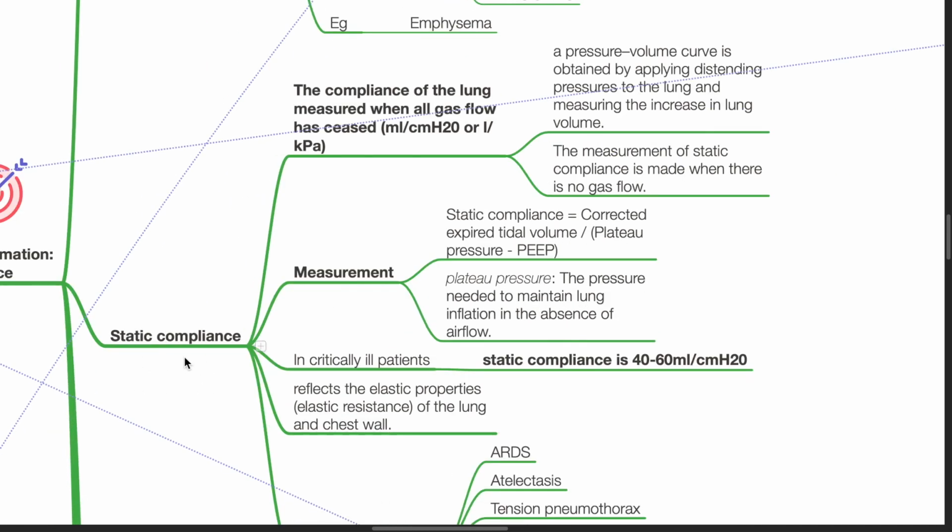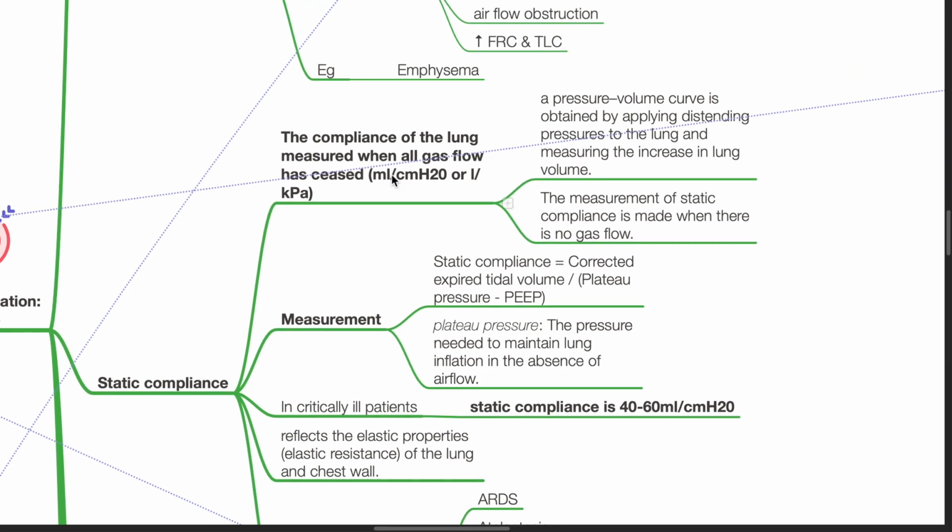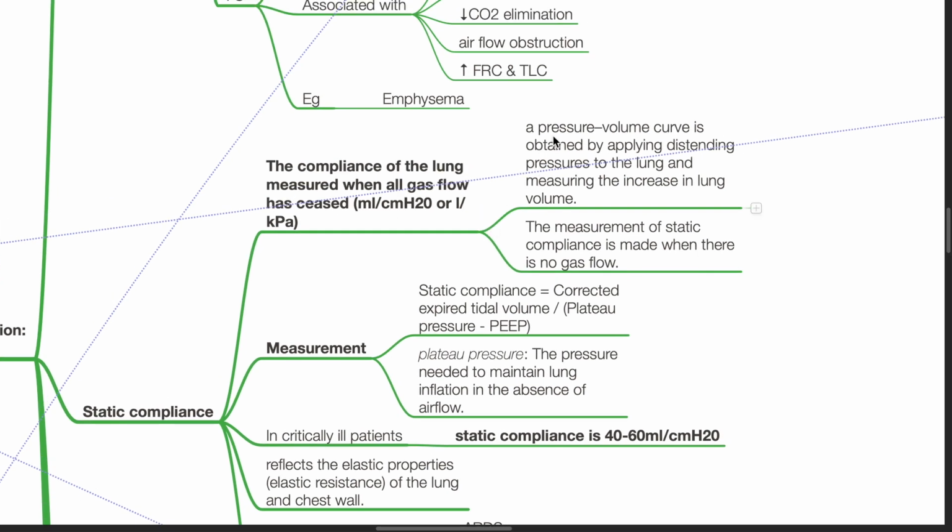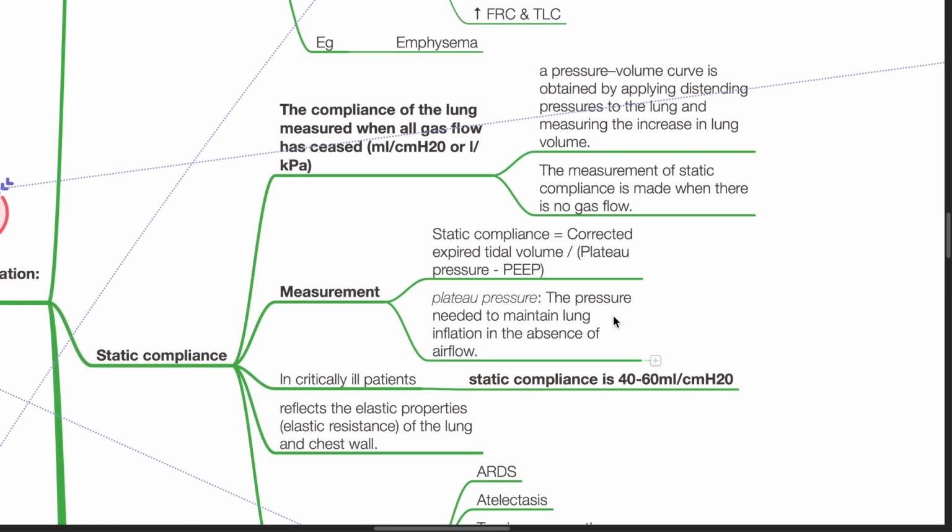Static compliance is the compliance of the lung measured when all gas flow has ceased. The units are mL per cm H2O or liters per kPa. A pressure volume curve is obtained by applying distending pressures to the lung and measuring the increase in lung volume. The measurement of static compliance is made when there is no gas flow, and the formula is static compliance equals corrected expired tidal volume divided by plateau pressure minus PEEP. Plateau pressure is the pressure needed to maintain lung inflation in the absence of airflow.